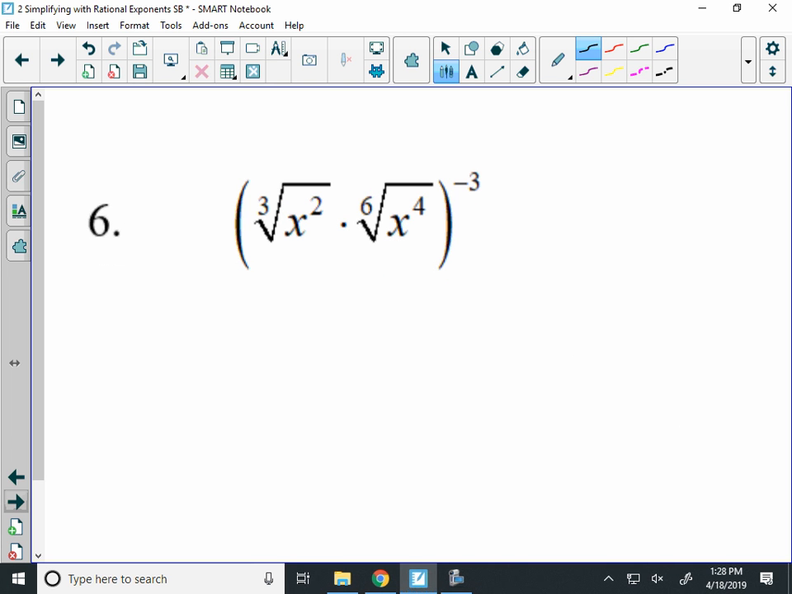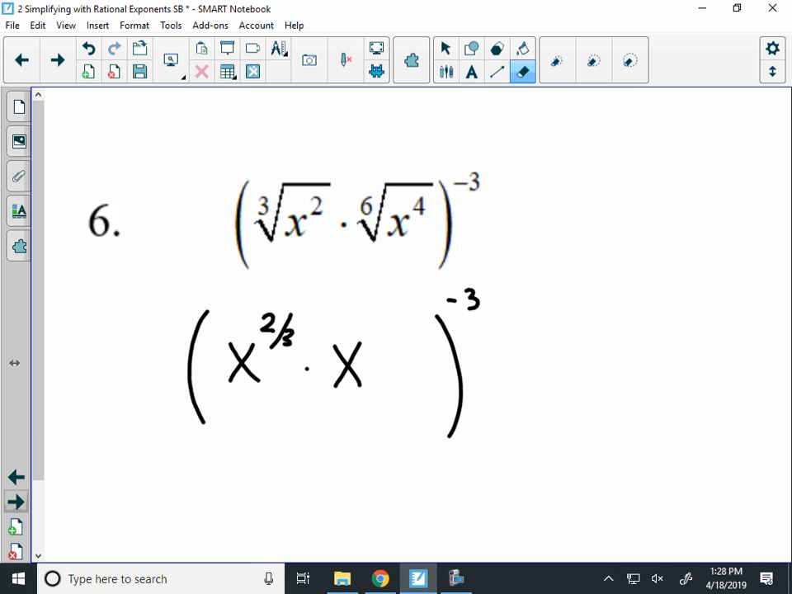Ooh, this one's fun too. Cube root of x squared. Let's rewrite that. How do I rewrite the cube root of x squared with a fractional exponent? X to the 2/3. The exponent stays high, the root becomes the denominator. Well, how do I then rewrite the 6th root of x to the 4th? First rewrite it: x to the 4/6. We're going to have to add those anyways, so why don't I simplify this 4/6 to be 2/3?